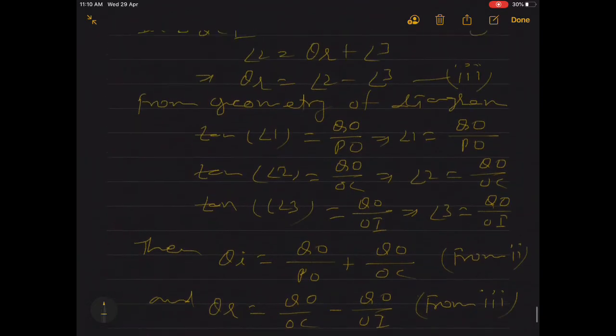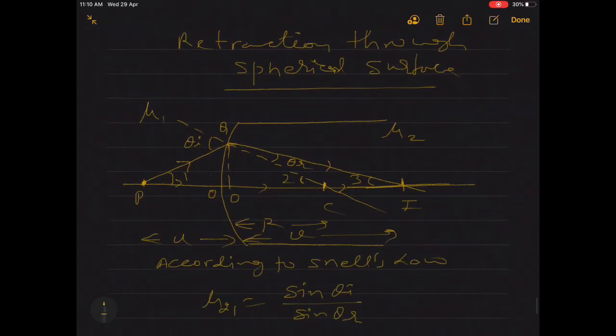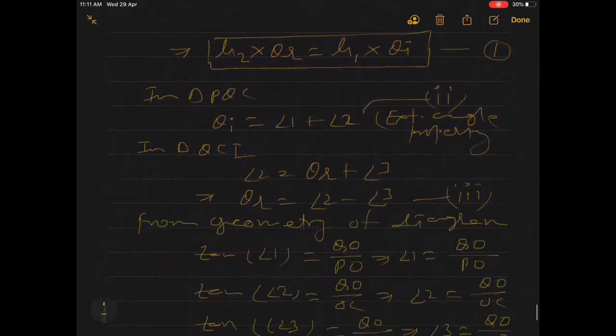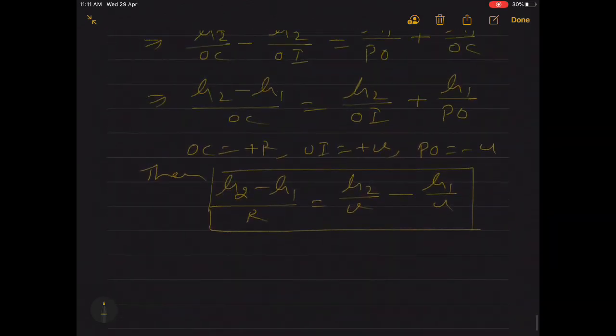So in this lecture we discussed the refraction at spherical surface only. The same we can follow for the concave spherical surface also, and we will get the same relation here, that will represent the radius of curvature, image distance, object distance, and refractive indices of the two media.